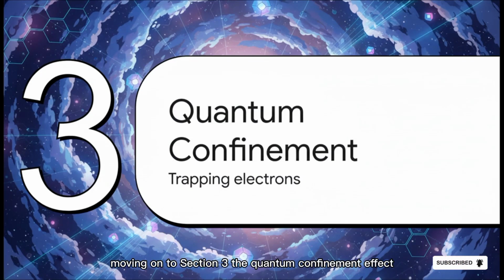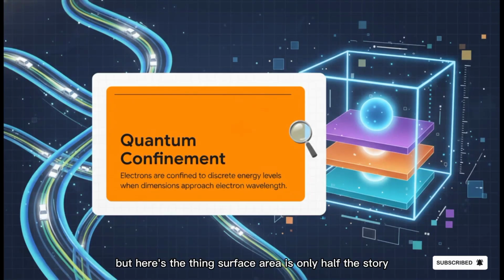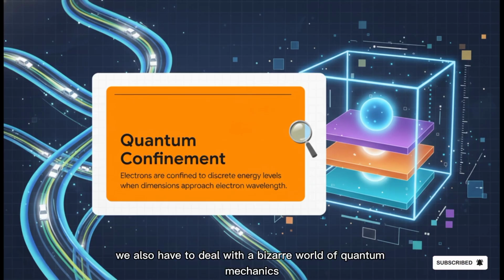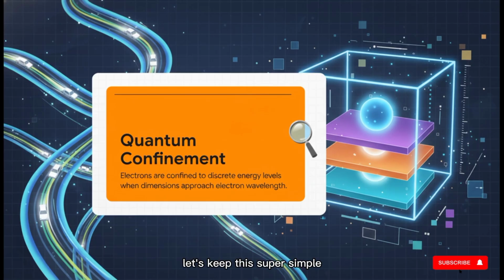Moving on to Section 3, the quantum confinement effect. When electrons get trapped. But here's the thing. Surface area is only half the story. Down here, we also have to deal with the bizarre world of quantum mechanics. Let's keep this super simple.